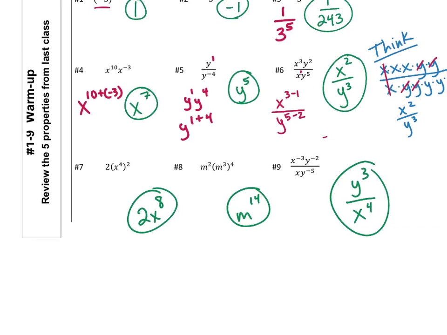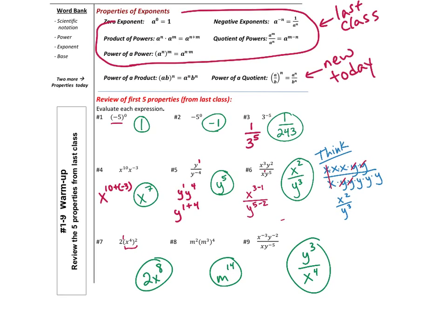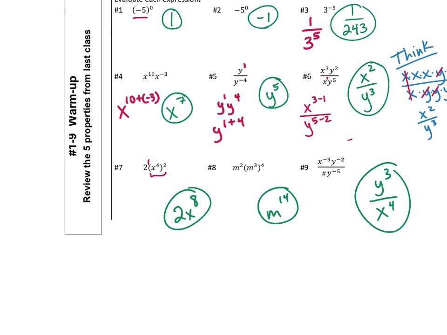Okay, number 7. The 2 out here is just waiting. It has a power of positive 1, so maybe I'll put that there. So that's just kind of waiting. This part right here is my power of a power rule. When I have a power of a power, that multiplies. So I'm going to multiply these 2 powers, 4 and 2, to get rid of the parentheses. So I'm going to rewrite this as my coefficient 2 is still out there, but then I have x to the 8th.